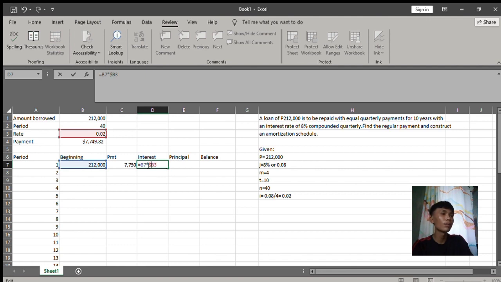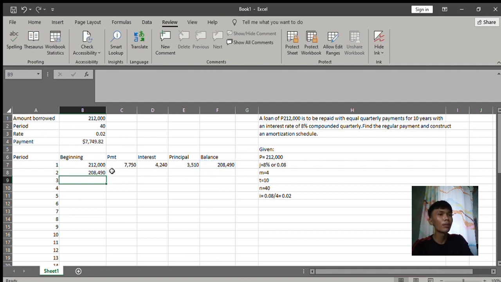Then enter. So in our principal, we click the equal sign, then our PMT, and from it we subtract the interest, then enter. Then our ending balance is equal sign, then beginning minus our principal amount, then enter. Next is our second period: we click equal sign, then click our ending balance in our first period, then enter.